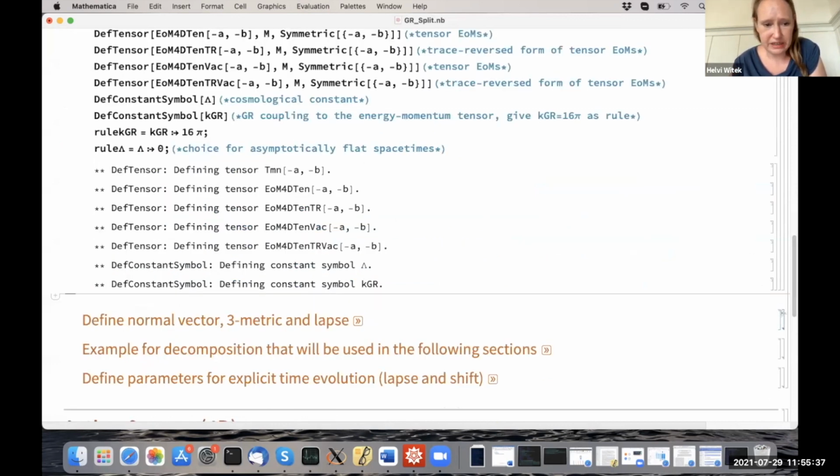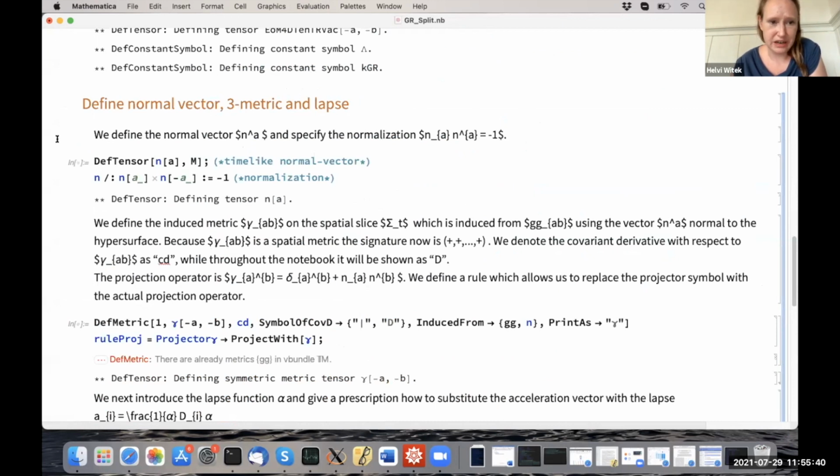Good. Then next, we want to define our 3+1 quantities. So we have here our time-like normal vector. Again, we DefTensor, then the name, now with 1 index A on our manifold. And then I define a rule that will be applied automatically whenever we have this combination, which is essentially the norm of the normal vector, which will be replaced with -1. That's the normalization of the normal vector, so I just let it recognize that automatically.